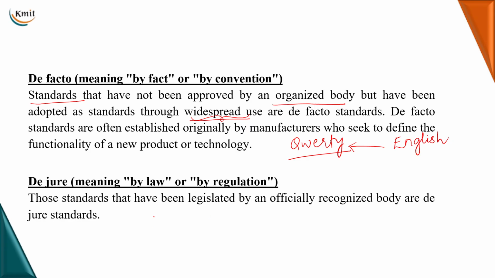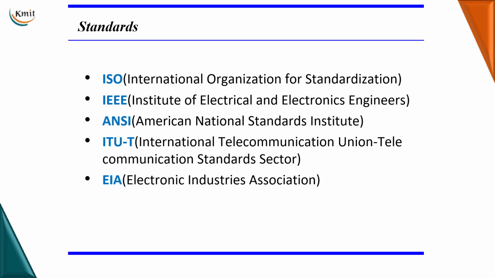Then coming on to de jure. De jure standards are the ones which have been recognized or legislated by an officially recognized body, that is, by law or by regulation. Let us see some important standards of data communication. We have the ISO, International Standard Organization. Then we have IEEE, Institute of Electrical and Electronics Engineers; ANSI, American National Standards Institute; the International Telecommunication Union; and the Electronic Industries Association.